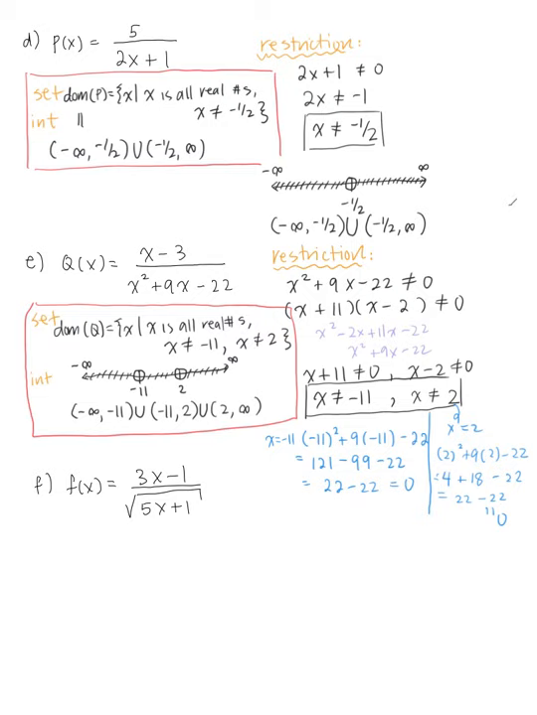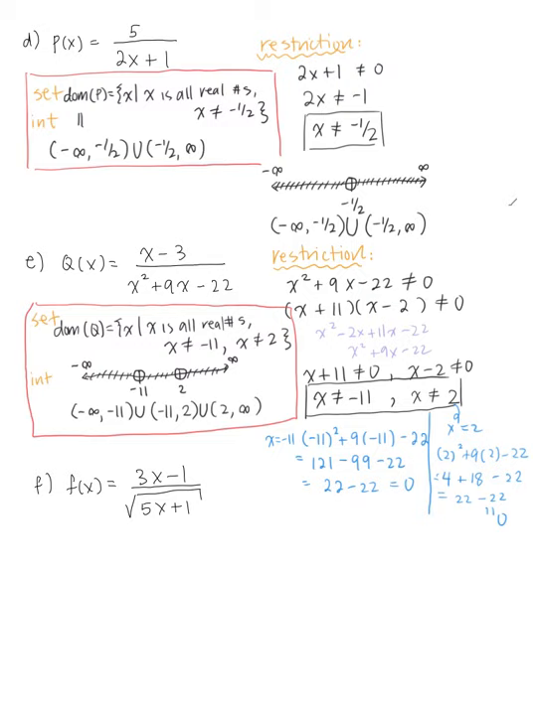Now let's look at part F. Our f of x is 3x minus 1 over the square root of 5x plus 1. Now, this is no longer a rational function. Do you see why? Top is cool. The top is a polynomial of degree 1, but the bottom, if you have a square root, is no longer a polynomial. But it's all right. We got this. Treat this as a fraction, right?